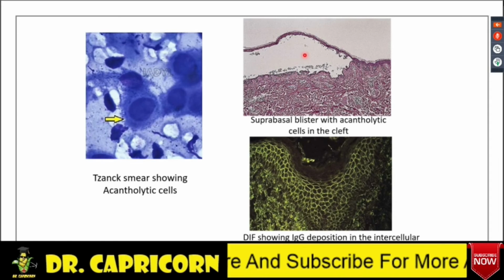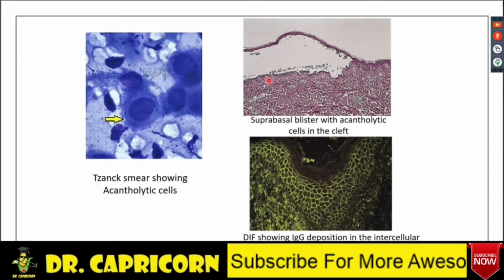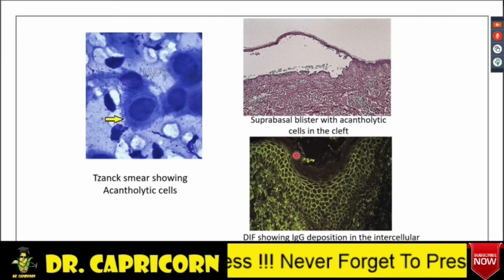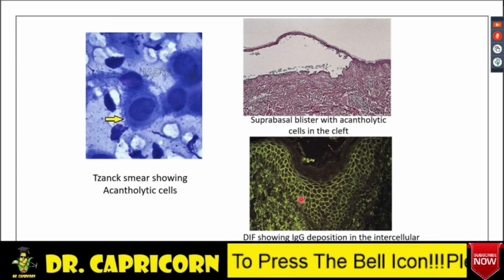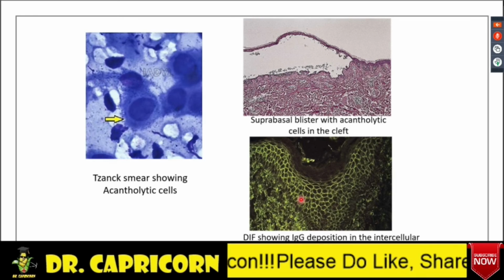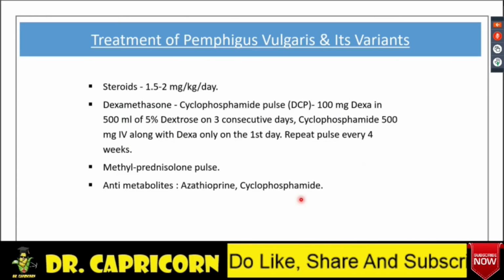You can see this is the epidermis, and this is the stratum basale. This is the cavity, and it is filled with acantholytic cells. Now this is the photograph showing the direct immunofluorescence, with IgG deposition inside this suprabasal area in a fishnet pattern. You can get MCQs in the exam on the fishnet pattern. Acantholytic cells are found in all intraepidermal blistering diseases.